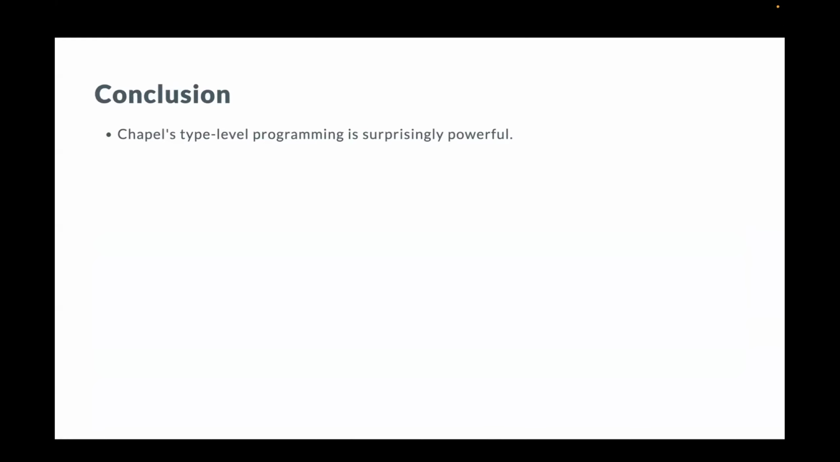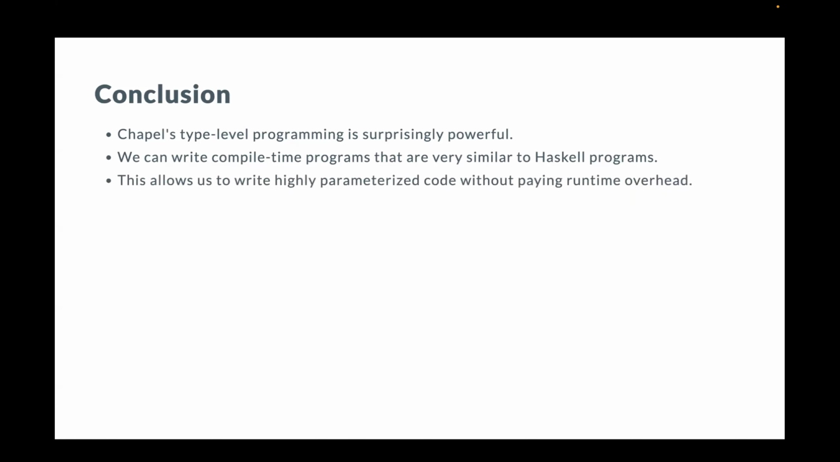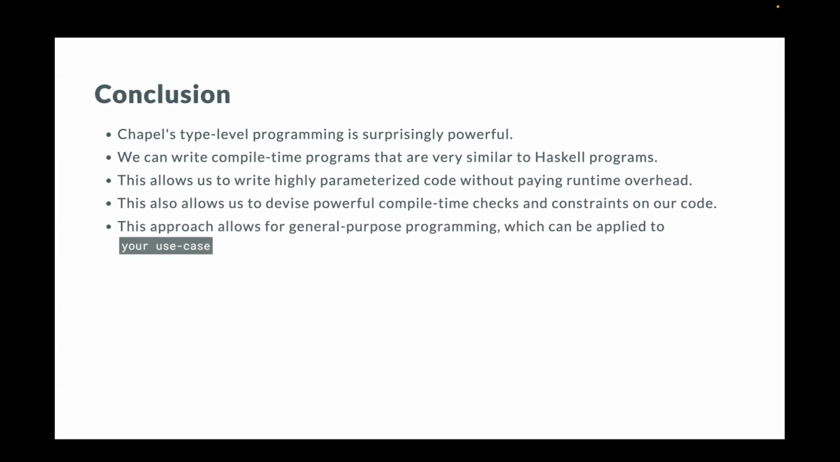And in conclusion, this kind of proves to me and to maybe you as well that Chapel's type-level programming is incredibly powerful. And you can write compile-time programs that are pretty much Haskell programs with a little bit worse syntax. And this makes it possible for you to write highly parameterized code without paying any runtime overhead. And it also allows you to devise powerful compile-time checks and constraints on your code with pretty much arbitrary logic. Whatever you need, you can encode. And this allows for general purpose type level programming, which can be applied to whatever use case you have. And I have some extra slides that didn't make it to this presentation, but it seems like I've come in just in time. So thanks for your time and attention.